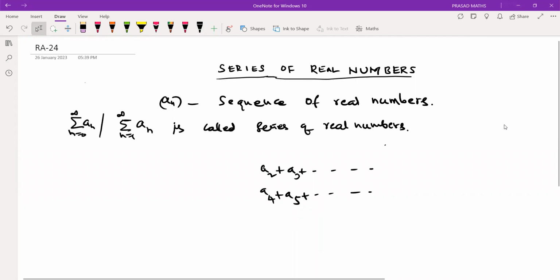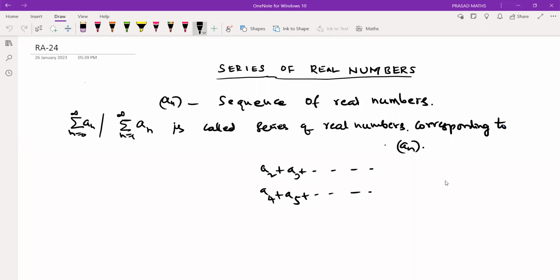It is the series corresponding to your given sequence, right? So when you're given a series of real numbers, how can you conclude whether it has a meaning or not? Or when do you say that this series has a meaning? This series has a meaning, means it is well defined, if and only if the series is convergent. So therefore, I would like to know the notion of the behavior of the series.